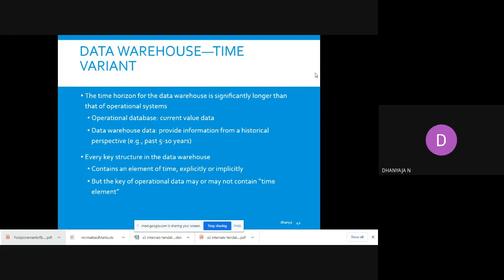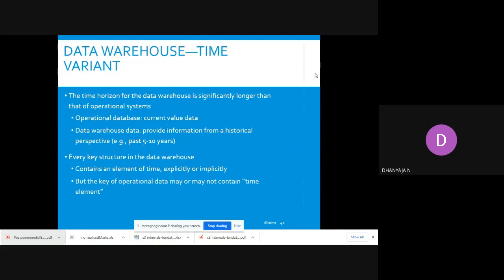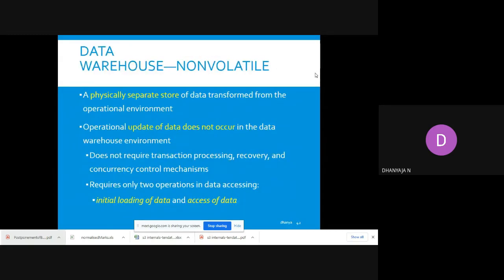Right? If it is operational data, we will not attach any timestamp. We cannot say that operational systems have a timestamp. The key of operational data may or may not contain the time element. And we will call it non-volatile, because it is a physically separate store of data transferred from the operational environment.